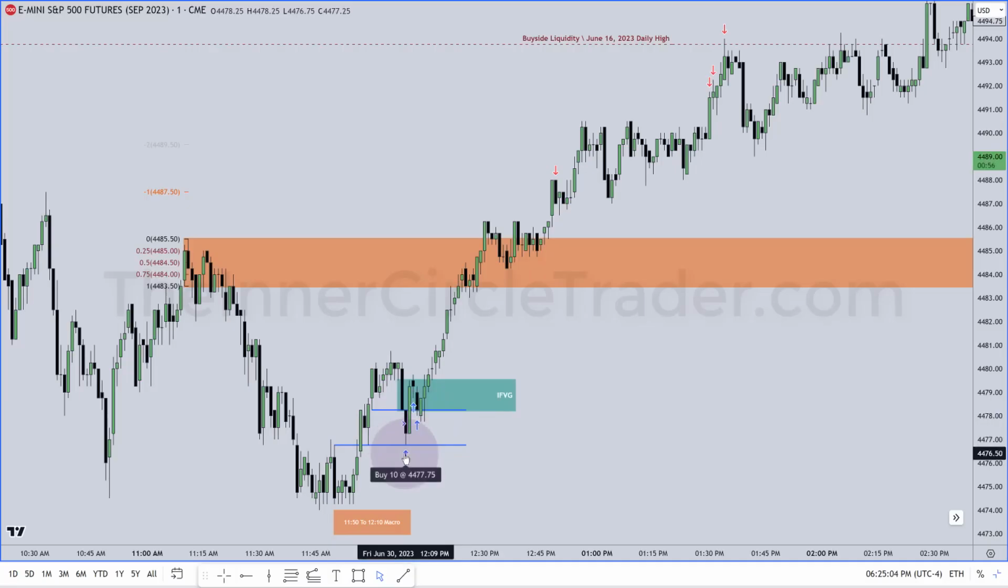What am I buying? Consequent encroachment of that 5 minute fair value gap. That's defined by this level and that level. Then I'm buying what? Consequent encroachment of the inversion fair value gap, which is this level here. I expect this to be support and find a point of accumulation to send it higher, to attack buy-side liquidity and draw up into the high on the 16th of June 2023. So I'm using these reference points like rungs on a ladder, okay?